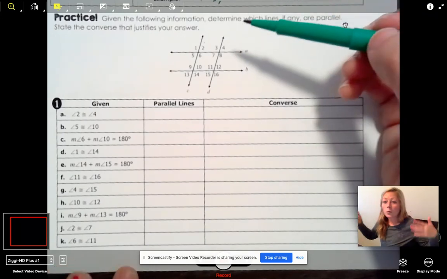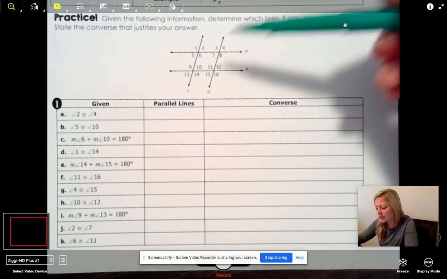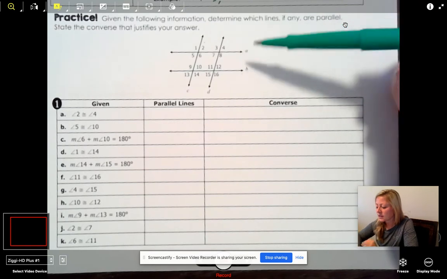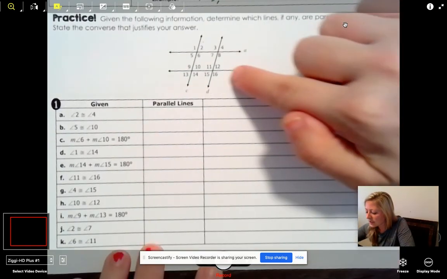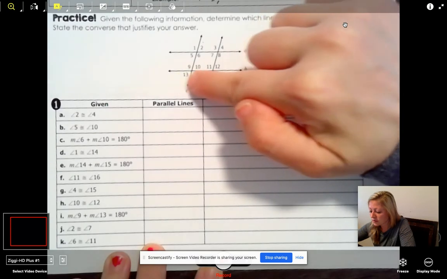So now the tricky part is which lines, because it looks like we have 2 pairs of parallel lines. So do you guys notice how there's nothing happening down here? Like I know nothing about these because 2 and 4 aren't down there.